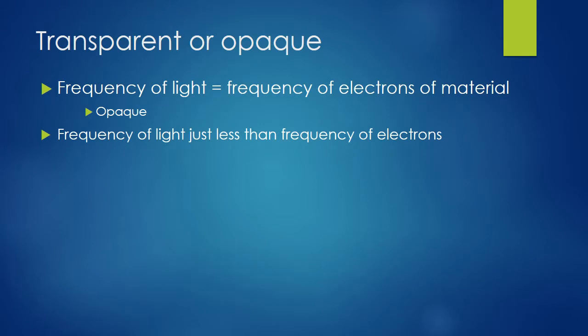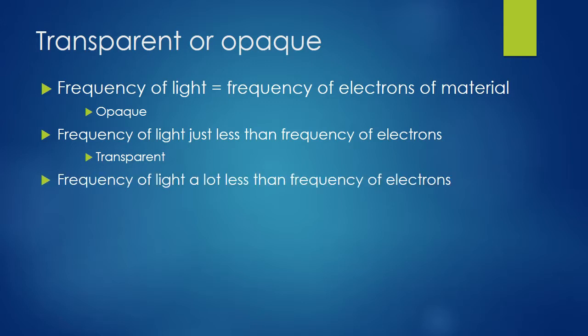Now, if the light shining on it is a little less than the electron frequency of the thing, it's going to be transparent. So we can assume that glass, because it is transparent to visible light, has a frequency slightly more than the frequency of the light, and that is why it can pass through. If it is a lot less than the frequency of the electrons, then it will also be opaque. So in order for it to be transparent, the frequency of the light has to be just a little bit less than the frequency of the electrons. They can't be equal, it has to be a little bit less.